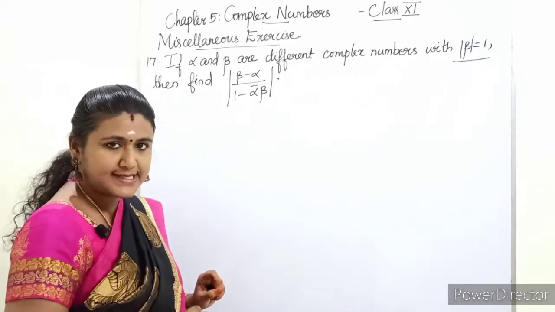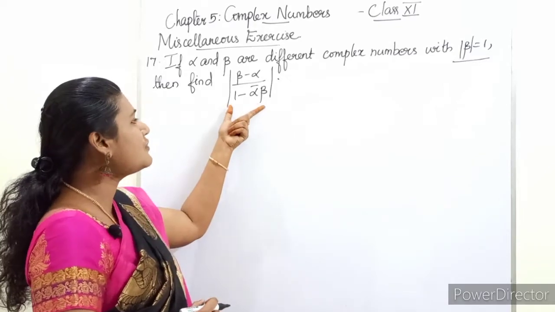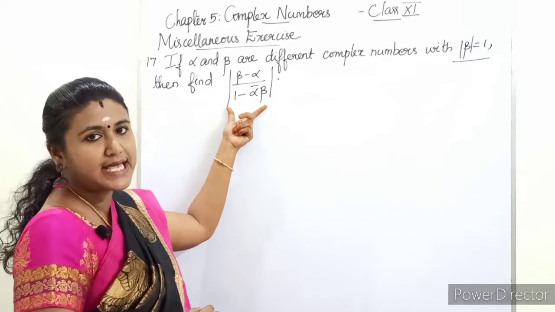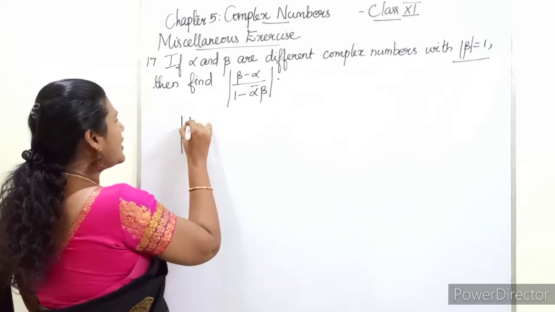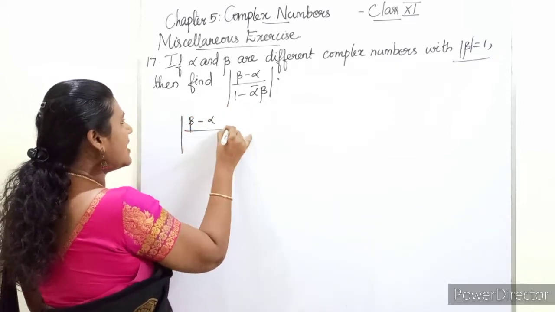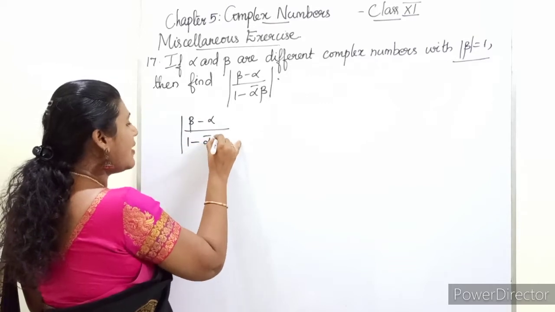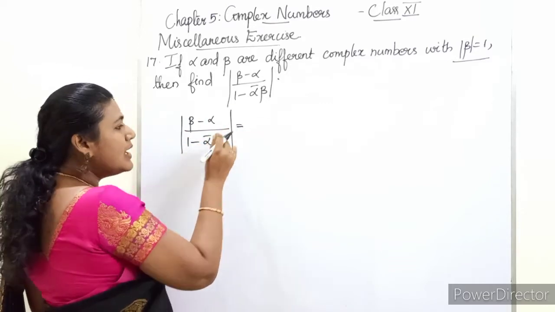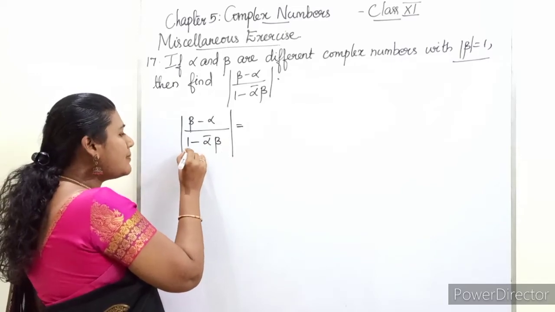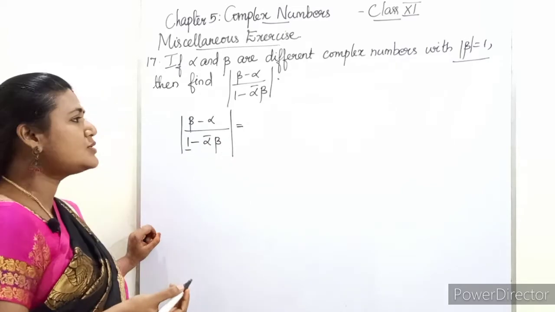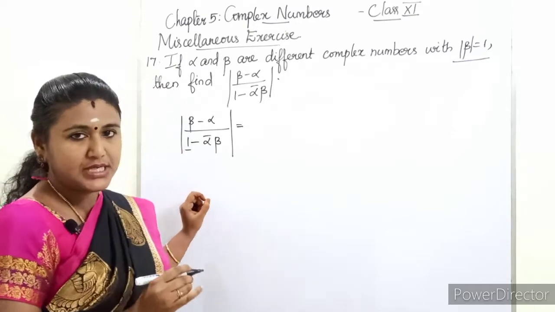Modulus value of beta is equal to 1. Then we have to find the value of this expression. So we will simplify this expression. Modulus of (beta minus alpha) by (1 minus alpha bar beta) is equal to, inside the modulus, in the place of 1 we are going to write beta into beta bar.